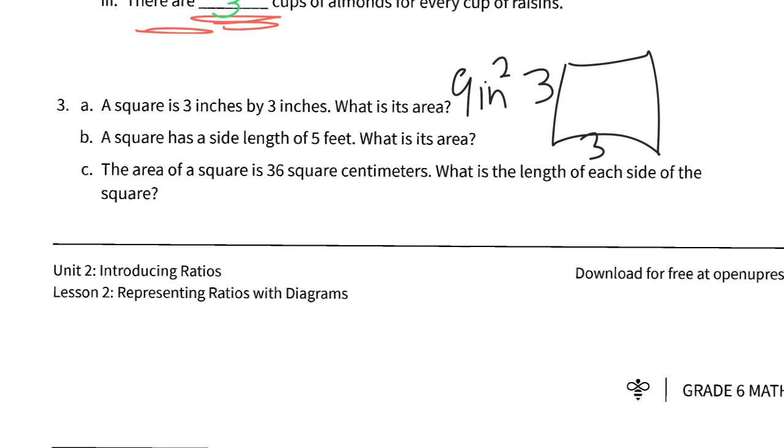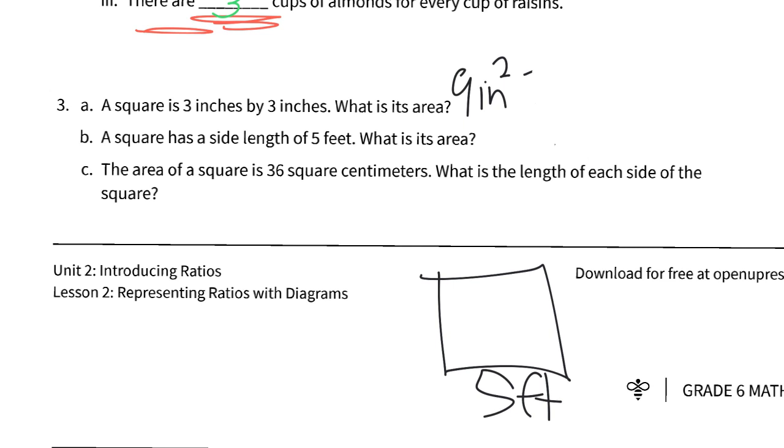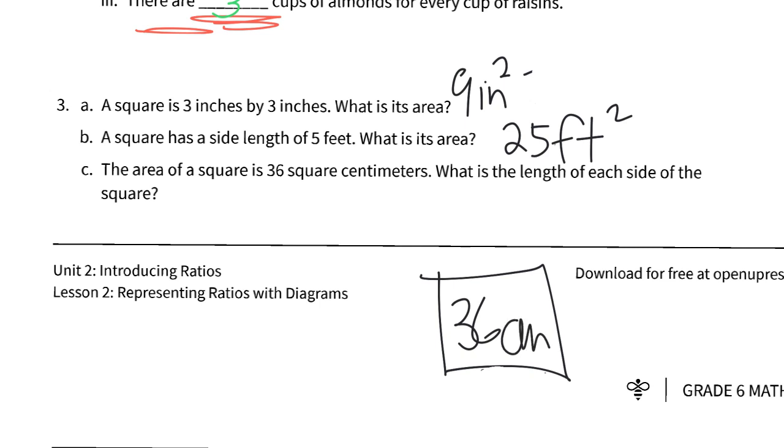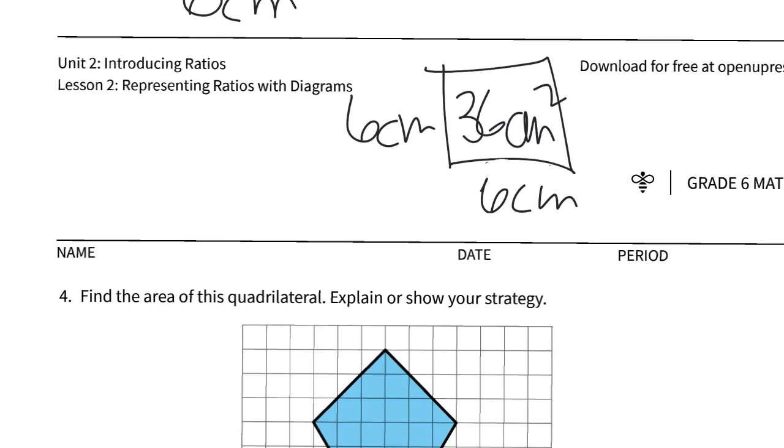A square has a side length of 5 feet. What is its area? So that square is going to be 5 feet. So the area is going to be 25. I'm going to do a little bit of erasing here. So the area is going to be 25 feet squared. And then the area of a square is 36. So this time they're saying that the square has the area of 36 centimeters squared, which means each side length must be 6 centimeters. So there you go, a nice little bit of review.